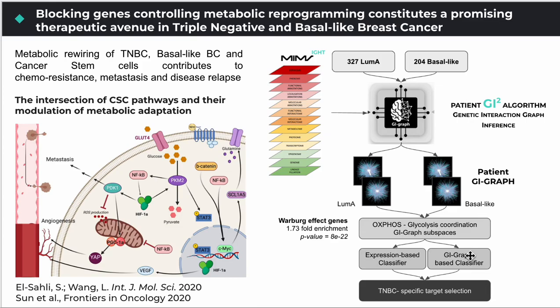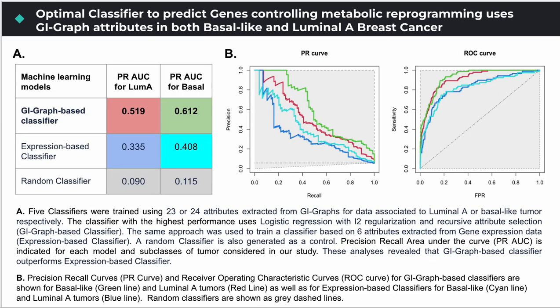attributes. And with all these attributes, we are training two different kinds of classifiers: a classifier based on expression attributes only, and a classifier based on GI graph topological and value attributes, including the expression attributes. And then after training these classifiers, we test them on a testing set that is composed of genes that I described earlier. So in this slide, you see the results and the performance of the different classifiers.